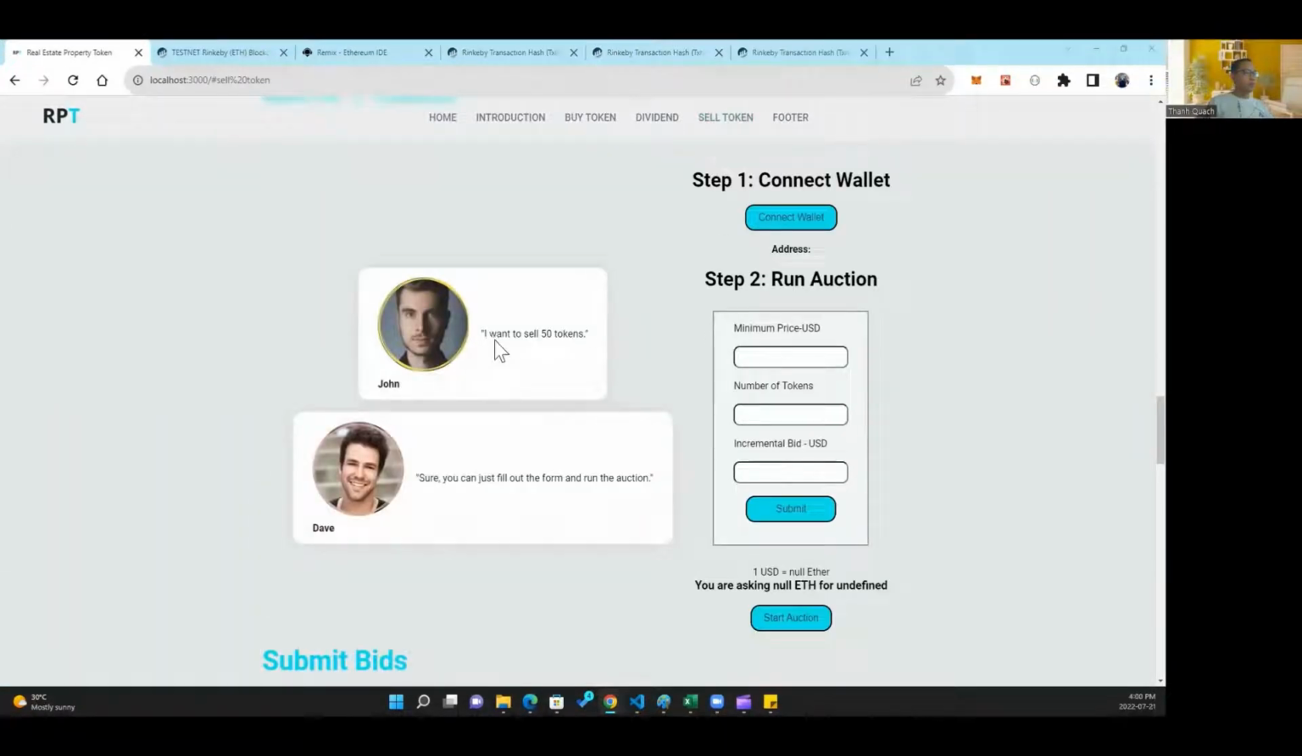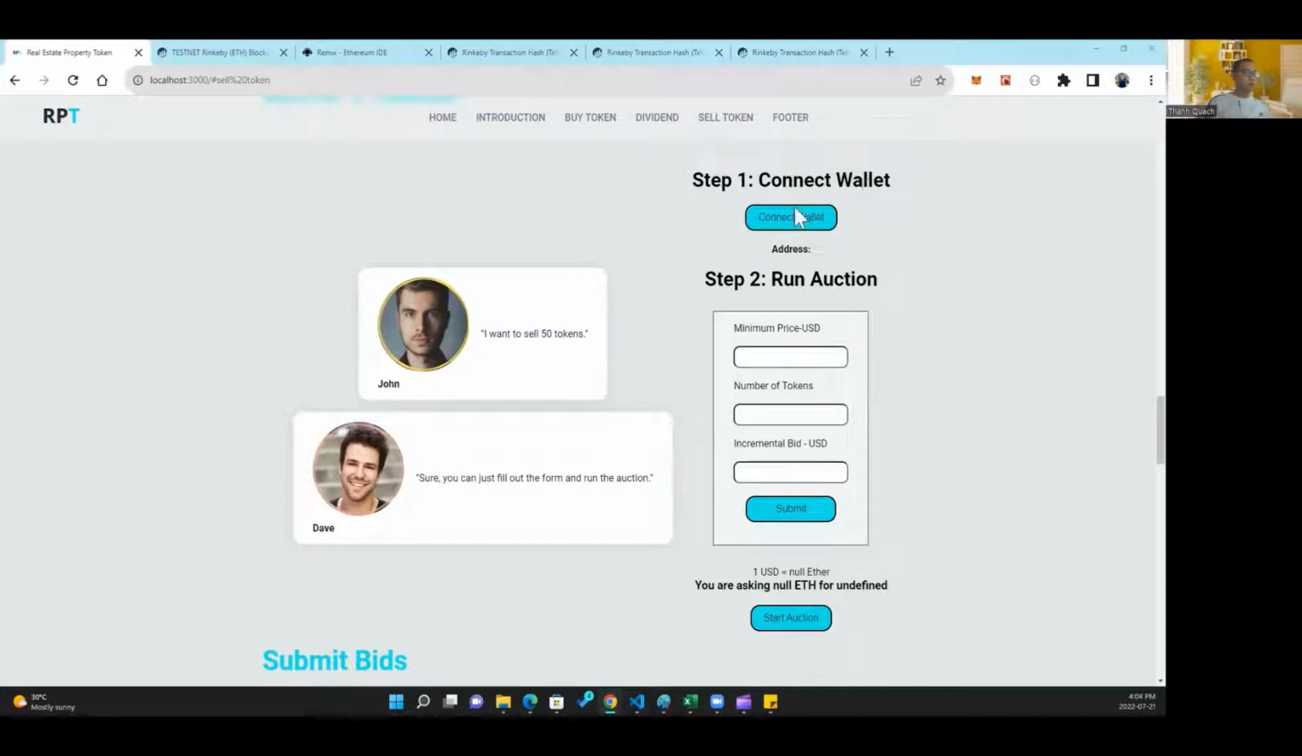Now John wants to sell 50 tokens. He has 100 and wants to sell half of it. An auction smart contract will enable him to do that. Basically, the idea is that John can put in the price that he wants to sell, the number of tokens, and then people are going to bid on it. The highest bidder will get the tokens, and John will get the best price. This auction is run by a smart contract on the back end.